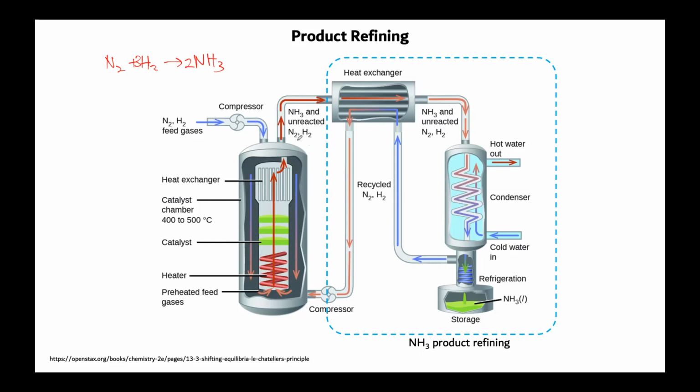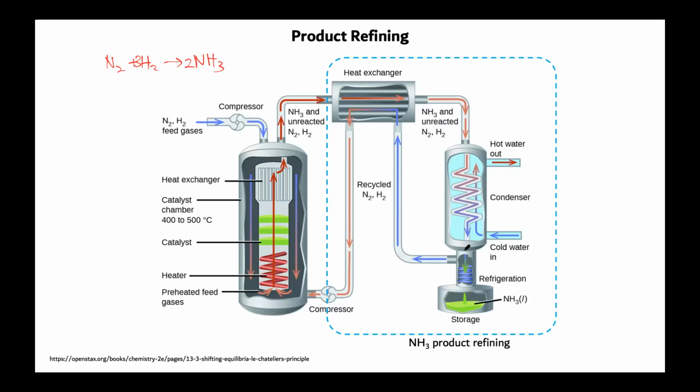So what we do in the reactor here, we go to the heat exchanger to cool it down a little bit, and then it's cooled down further with some cold water. This is a type of separation, where the ammonia in this condition will liquefy, going into the liquid state, while the nitrogen and the hydrogen are still in the gas phase.